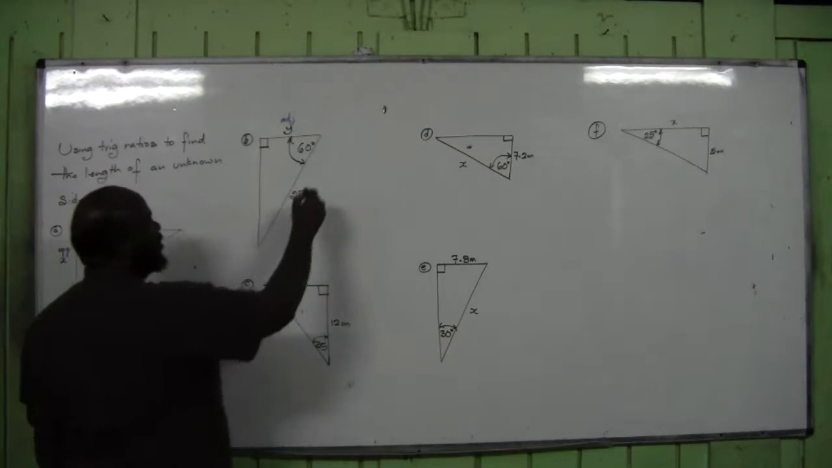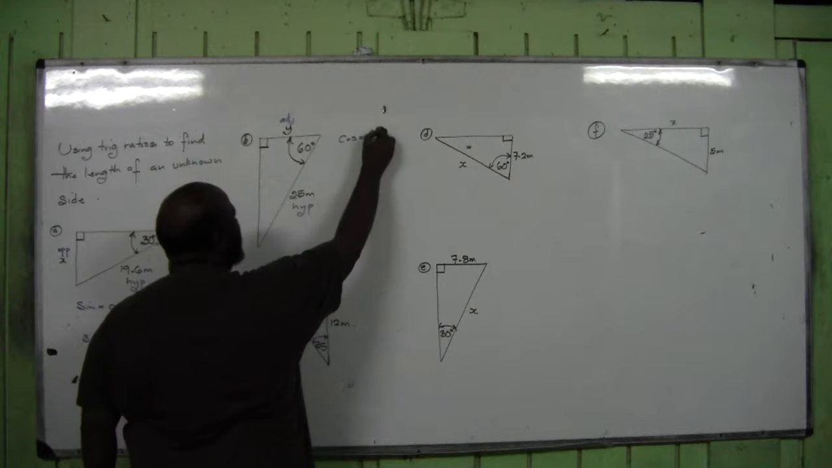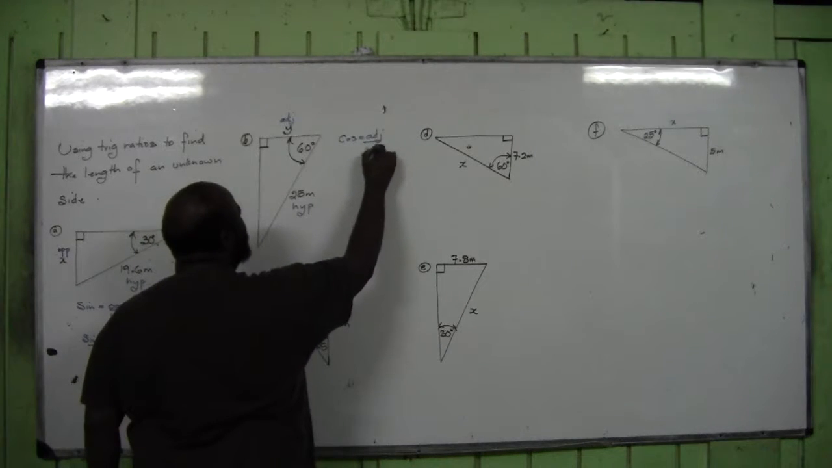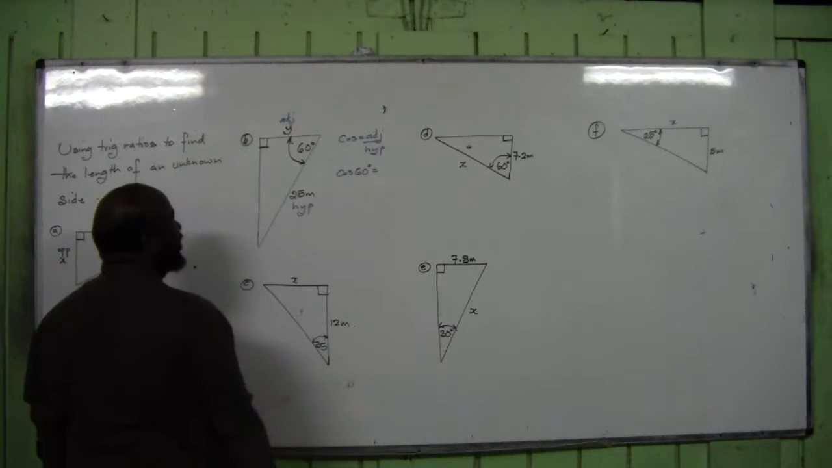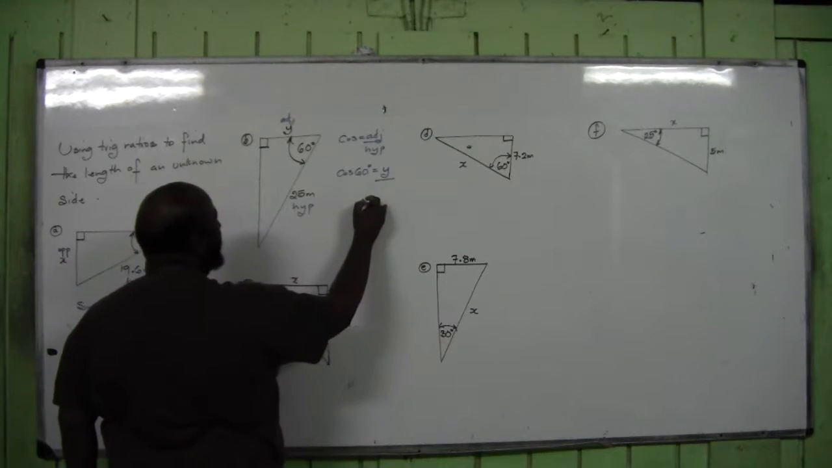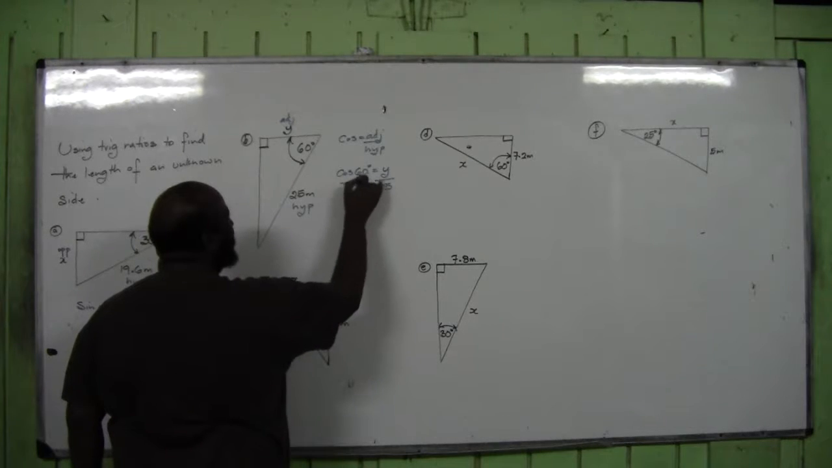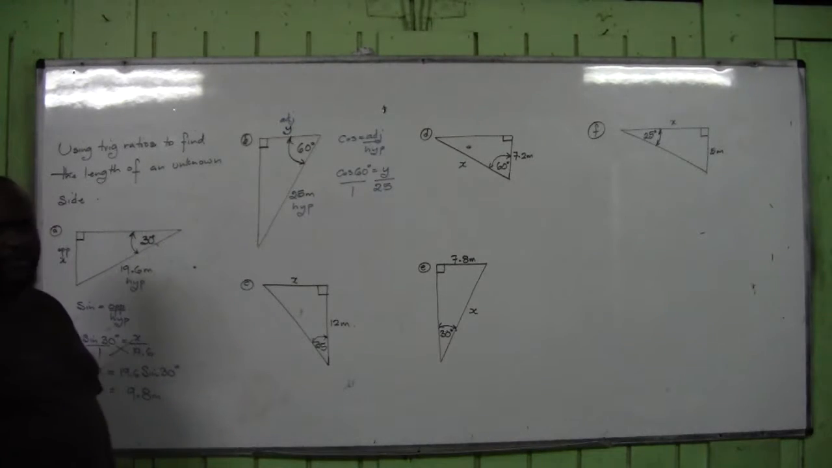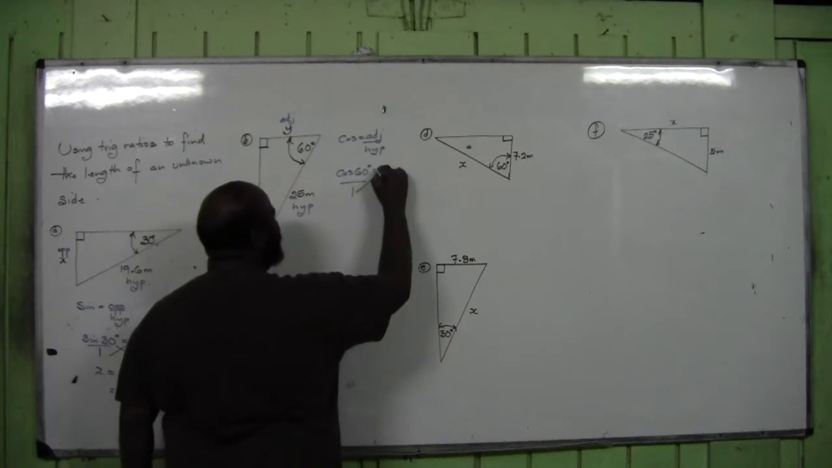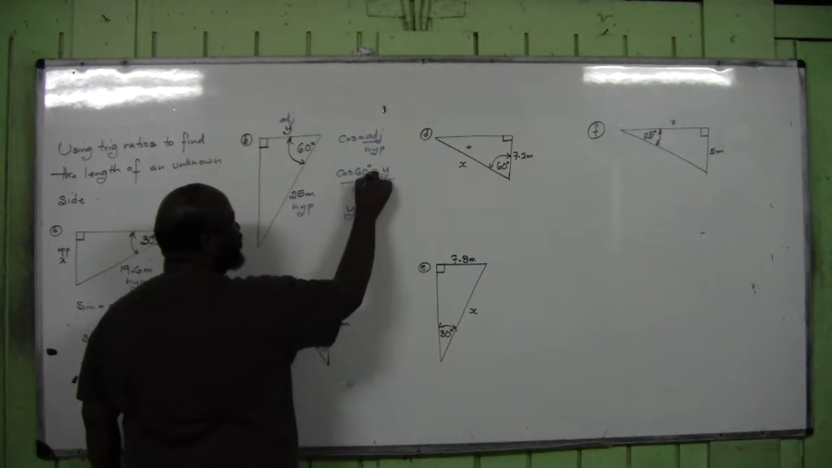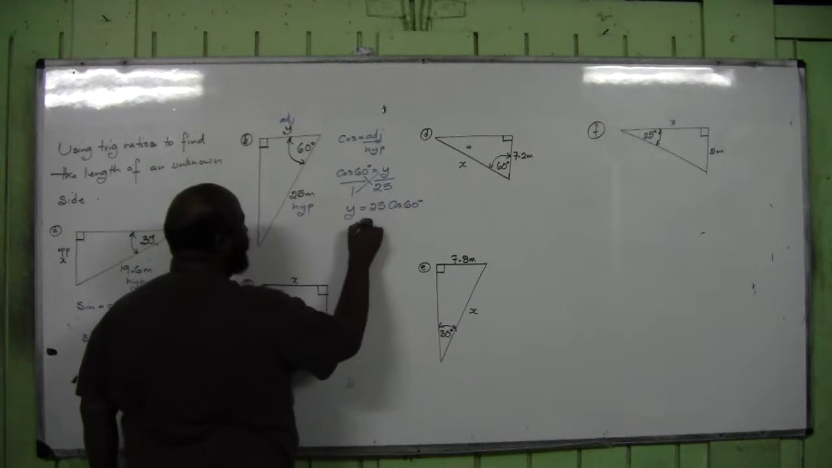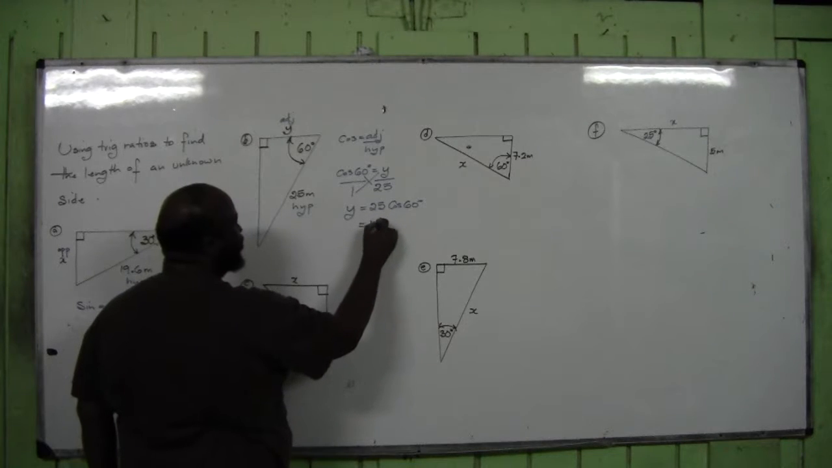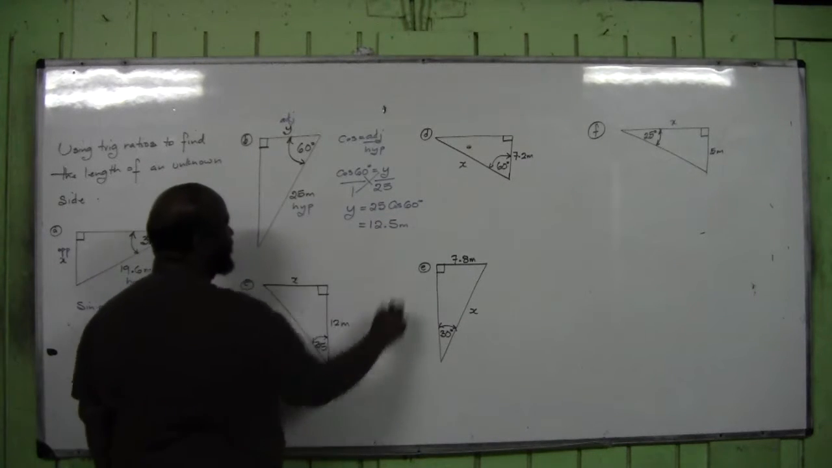Cosine. So I'm going to say cos is equal to adjacent over hypotenuse. Then the cosine of 60 degrees is equal to the adjacent, which is y, over the hypotenuse, which is 25. If I have one fraction equal to one fraction, what do I do? What is 1 times y? It is equal to 25 times the cosine of 60 degrees. So y is 12.5. This is 12.5 meters.